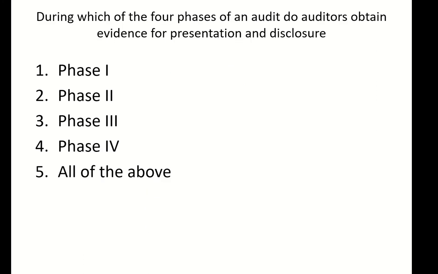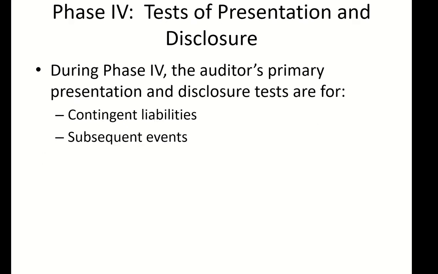So during which of the 4 phases of an audit do auditors obtain evidence for presentation and disclosure? Phase 1, phase 2, phase 3, phase 4, or all of the above? So the correct answer is all of the above. We have been accumulating evidence this whole entire time, and so auditors have been doing this all throughout our audit, and now we're ready and we've accumulated the evidence for presentation and disclosure.